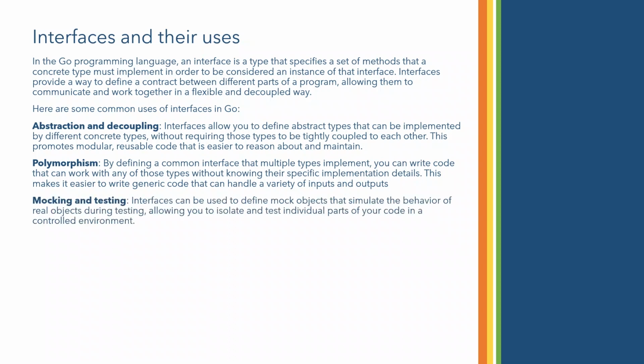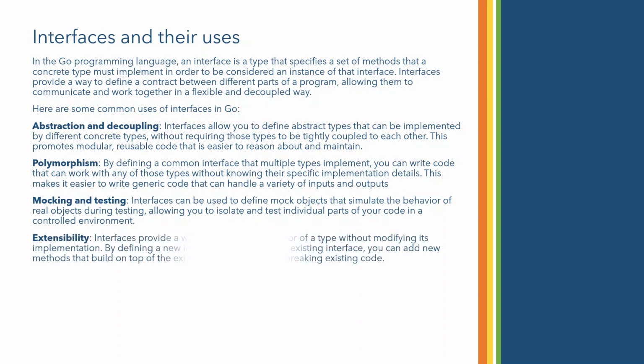Mocking and testing. Interfaces can be used to define mock objects that simulate the behavior of real objects during testing, allowing you to isolate and test individual parts of your code in a controlled environment. Extensibility. Interfaces provide a way to extend the behavior of a type without modifying its implementation. By defining a new interface that extends an existing interface, you can add new methods that build on top of the existing behavior without breaking the existing code.